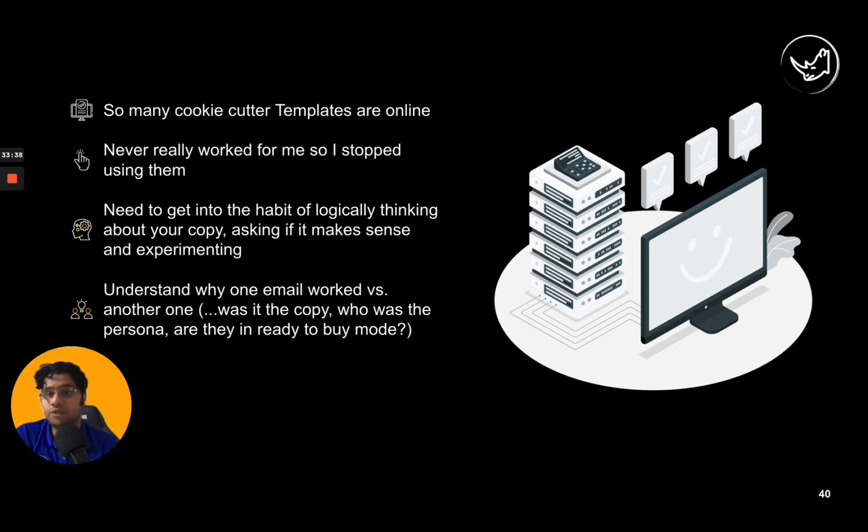So we need to get into the habit of logically thinking about the copy and whether it makes sense, and also getting into the habit of experimenting, right? We also need to try to understand why one email worked versus another one. Was the copy better? Was the persona different? We talked about this in the earlier lessons. Is that person in ready-to-buy mode versus just the awareness stage, right? So ask more questions about what works and what doesn't.